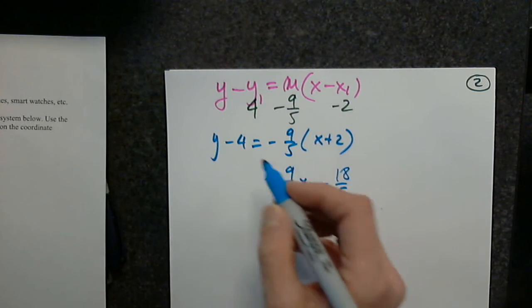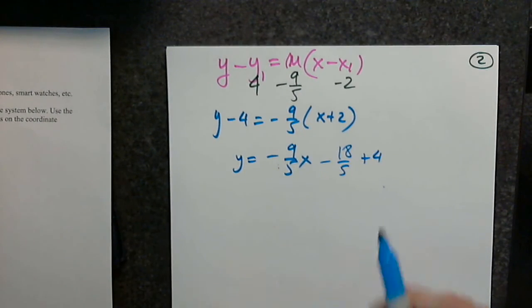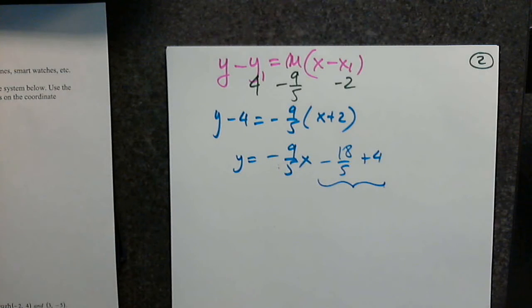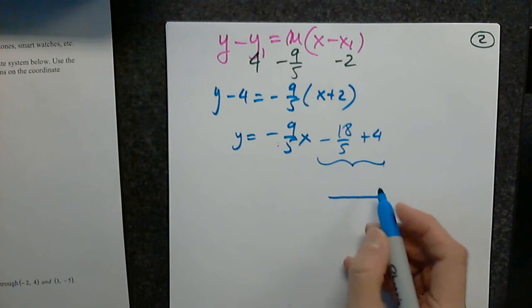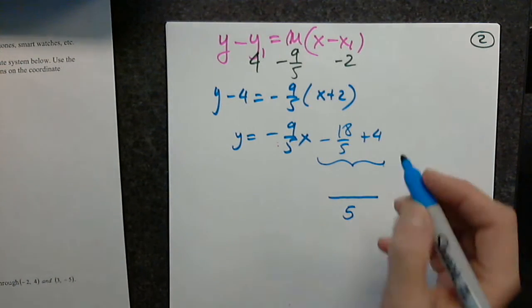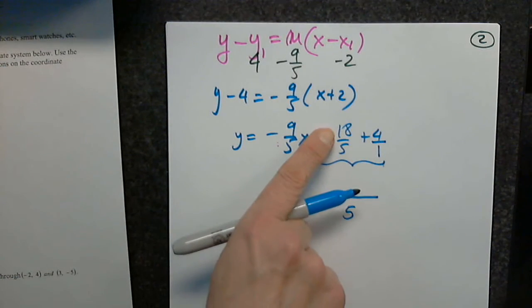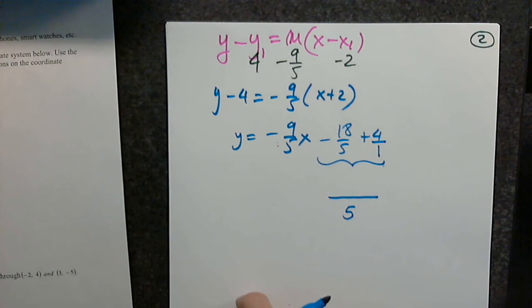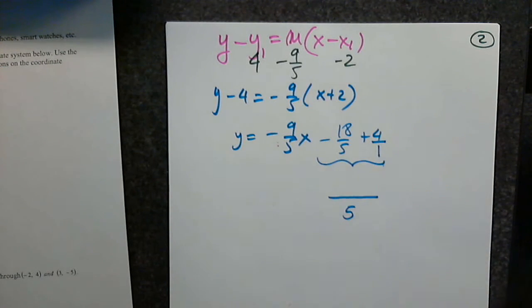-18/5, and then I have to add 4. How do I add these two? What do I have to find first? Very good, which is? So this is, in other words, 4/1. Do you need to multiply the top of this fraction by anything? No. Very good.